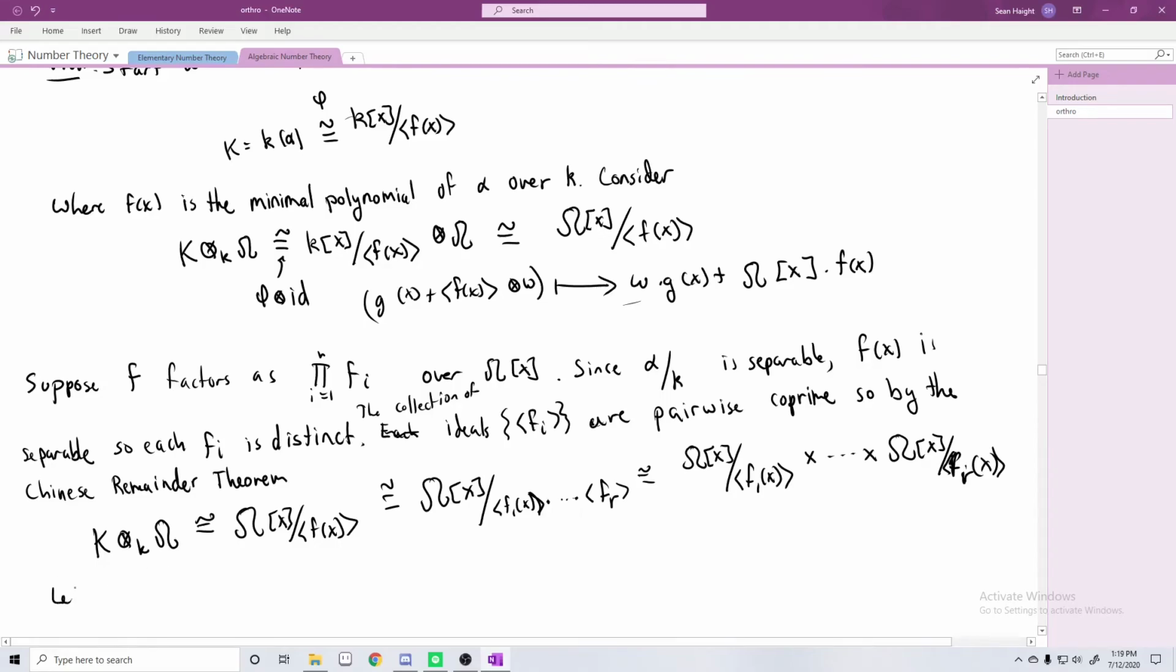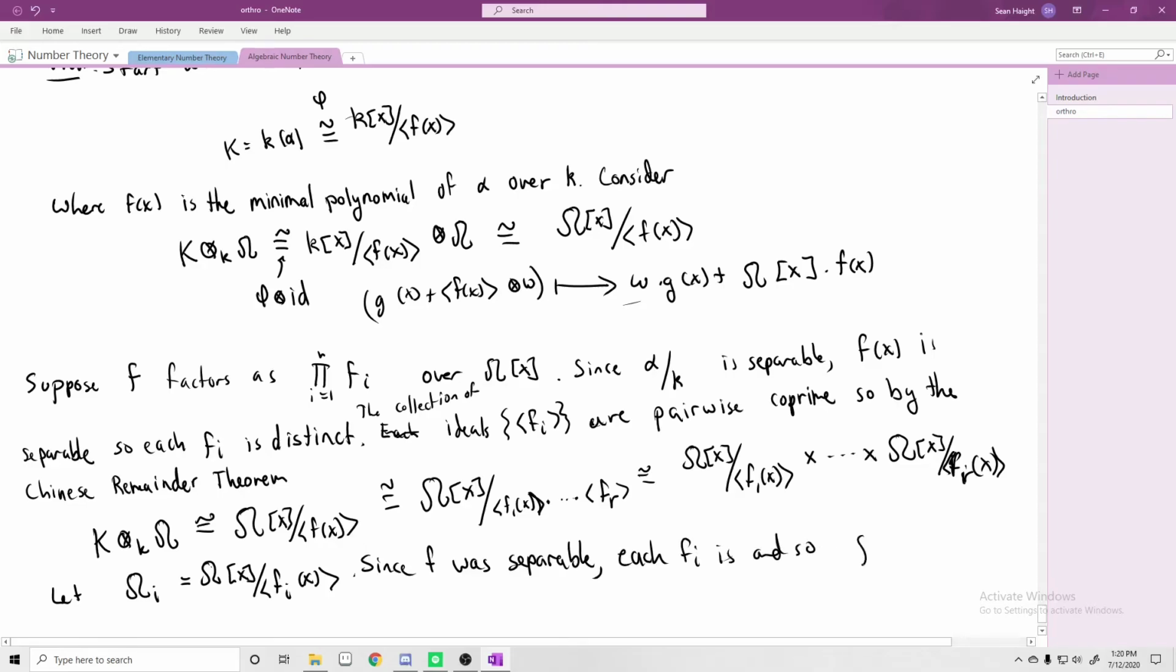Okay. So I'm going to let omega sub i be these quotients, omega sub x mod f sub i of x. Okay. These are each finite separable extensions of omega because f was separable, so each f sub i is separable. Since f was separable, each f sub i is.